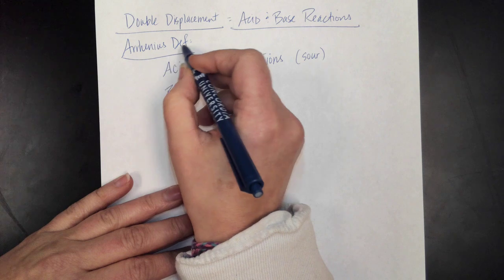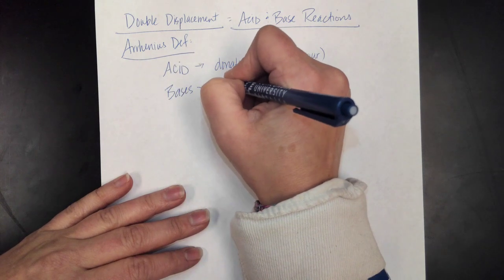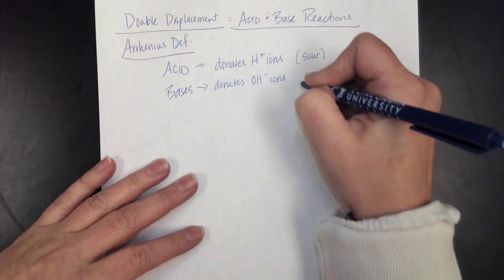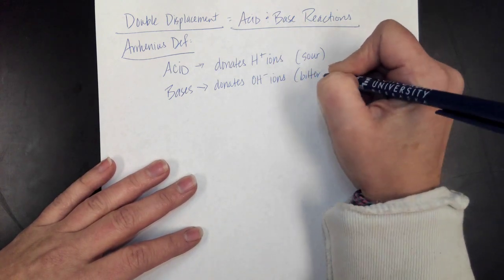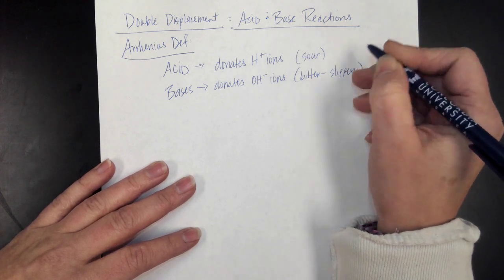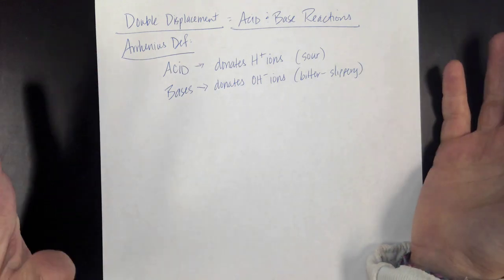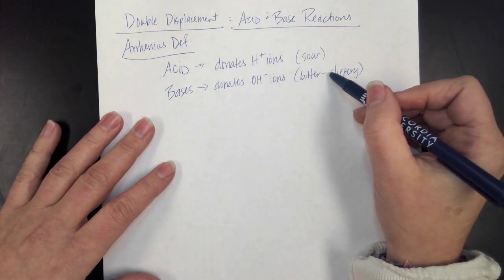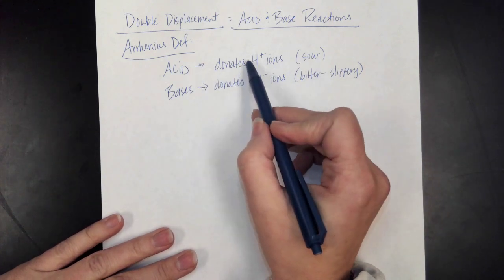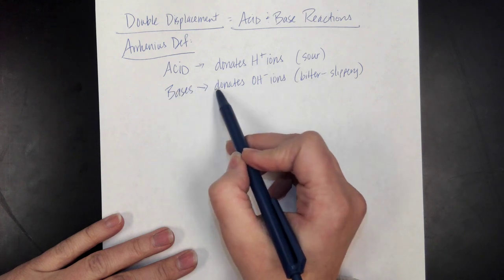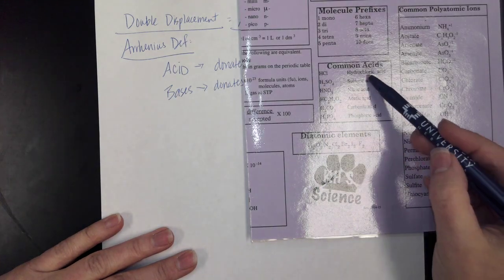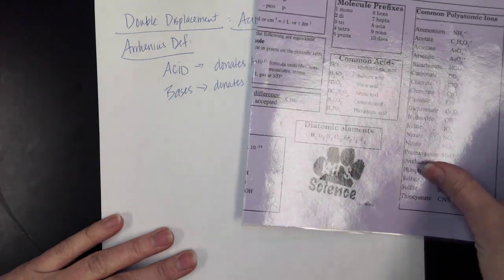Then bases, the Arrhenius definition of a base is that it donates hydroxide, OH minus, ions to solution. These would have bitter flavors, and they also feel slippery. If you get a basic solution on your hands, it'll feel slippery. It's what's in soaps. But it can be just as damaging to your hands as an acid would be. So acids are substances that donate hydrogen ions. Bases are substances that donate hydroxide ions. On the back of your periodic table, there's a list of some common acids that we work with.